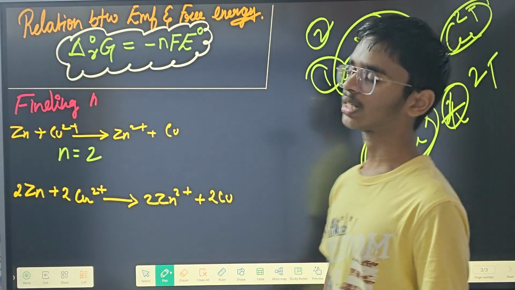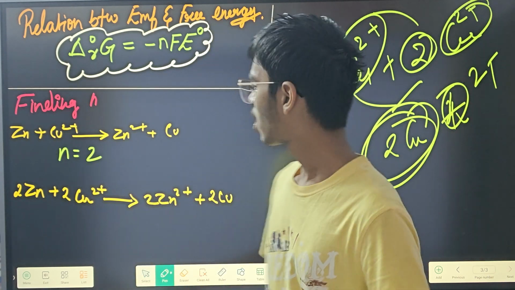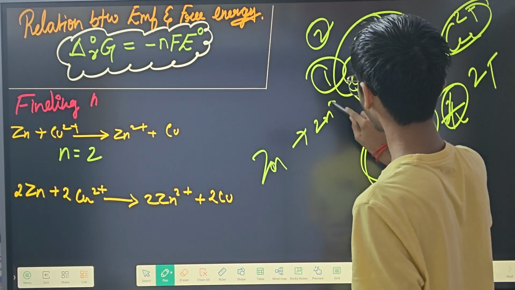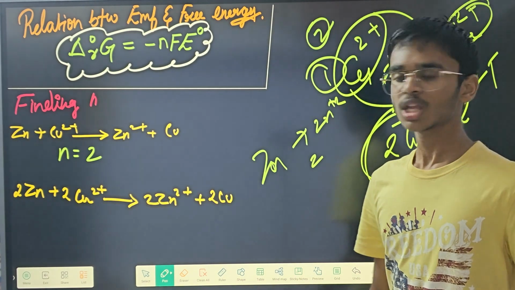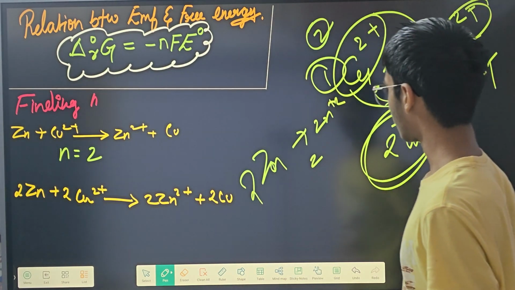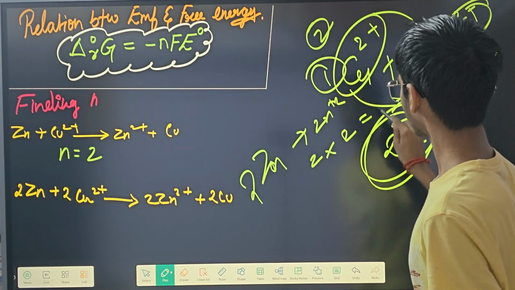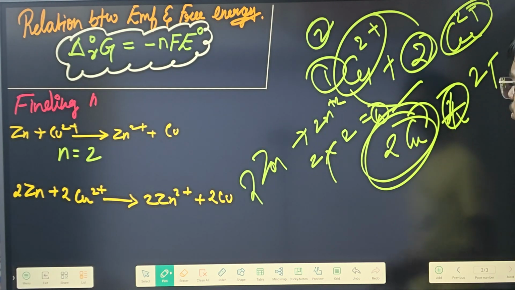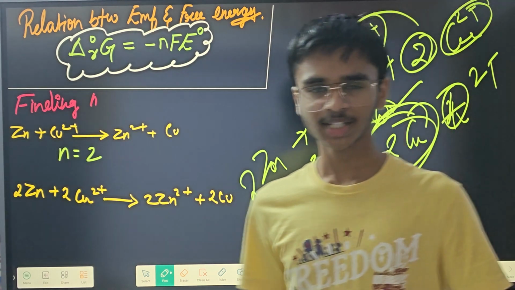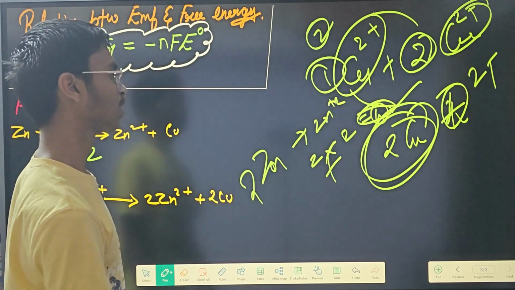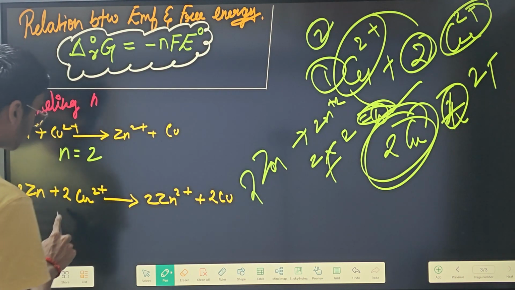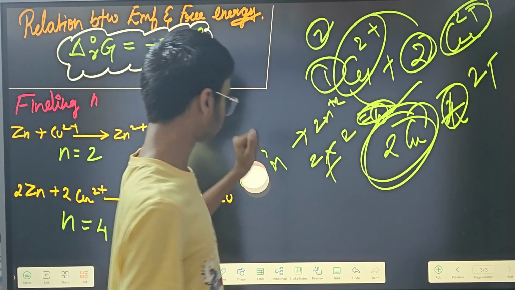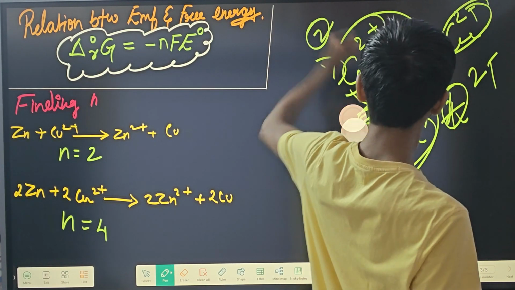Same case for Zn also. To convert 1 Zn to Zn2+, you want 2 Faradays. So to convert 2 Zn to 2 Zn2+, you want 2 into 2, which is 4. Or 2 plus 2, which is actually 4. Both are the same, but there is some difference in terms of meaning. So that is why here n is equal to 4. Like this, you can remember.